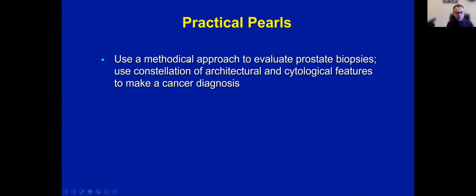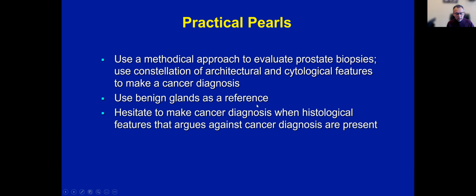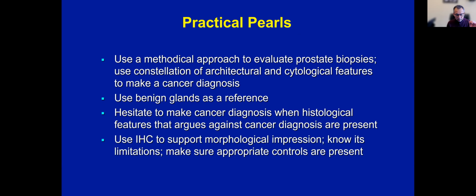So in summary, the diagnosis of prostate cancer is made using a methodical approach, using a constellation of architectural and cytological features, not overly relying on one particular feature, particularly when you do not have any of those 3 pathognomonic features of cancer diagnosis. Use benign glands as your reference point. Hesitate to make a cancer diagnosis when histological features that argue against cancer are present, and we talked about many of those features. Keep in mind that when you use immunohistochemistry, you are using it to support morphological impression.